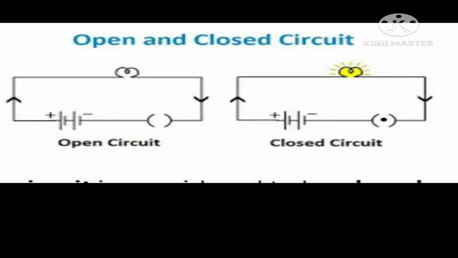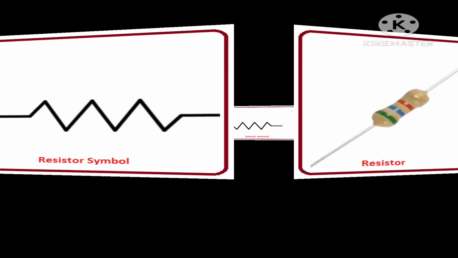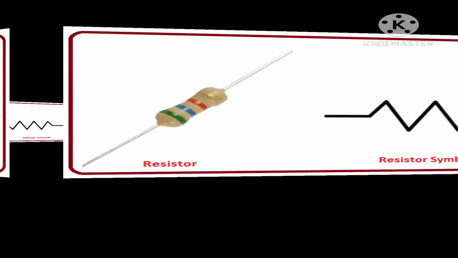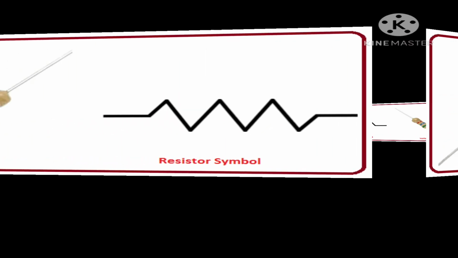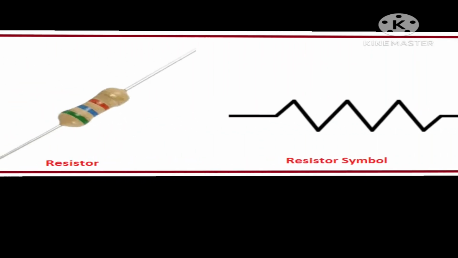Now, the next is resistance. The property of a material by virtue of which it opposes the flow of electric current through it is called its resistance. The lower the resistance, the greater is the current flowing.